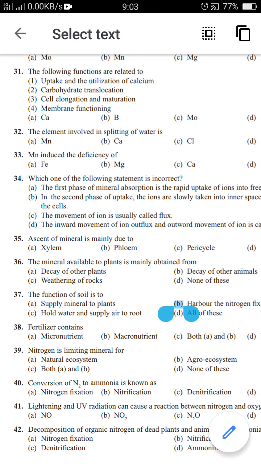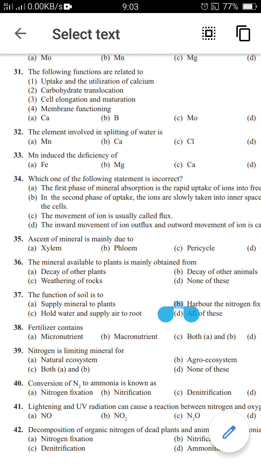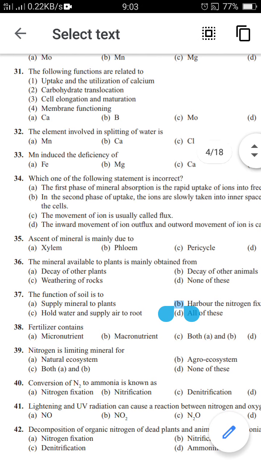Boron is absorbed as BO3 3 minus or B4O7 2 minus. Boron is required for uptake and utilization of calcium Ca2 plus, membrane functioning, pollen germination and cell elongation, cell differentiation, and mainly carbohydrate translocation in plants. Understand? So now moving to another question, students.